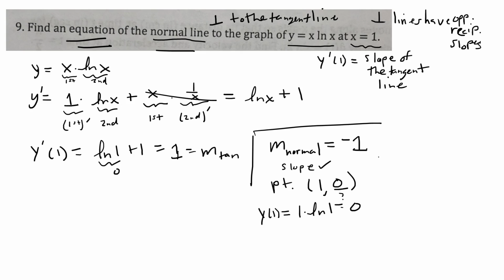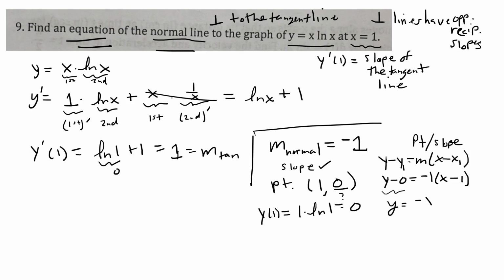So we go with y minus y1 is m times x minus x1, point slope formula. And that gives us y minus 0 is negative 1 times x minus 1. Or just y is negative x plus 1. That is the equation of the normal line. Okay, that ends that question.